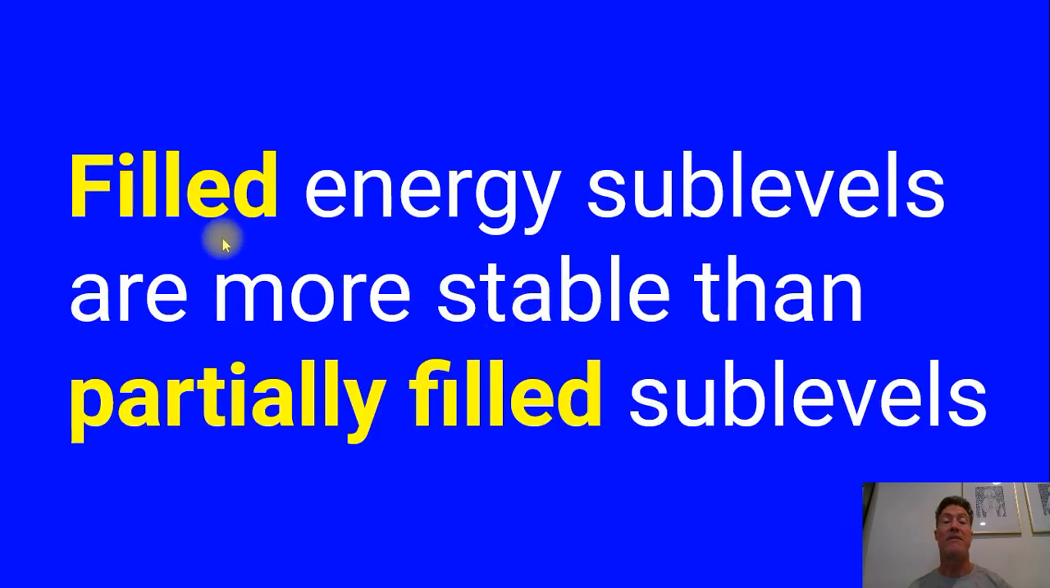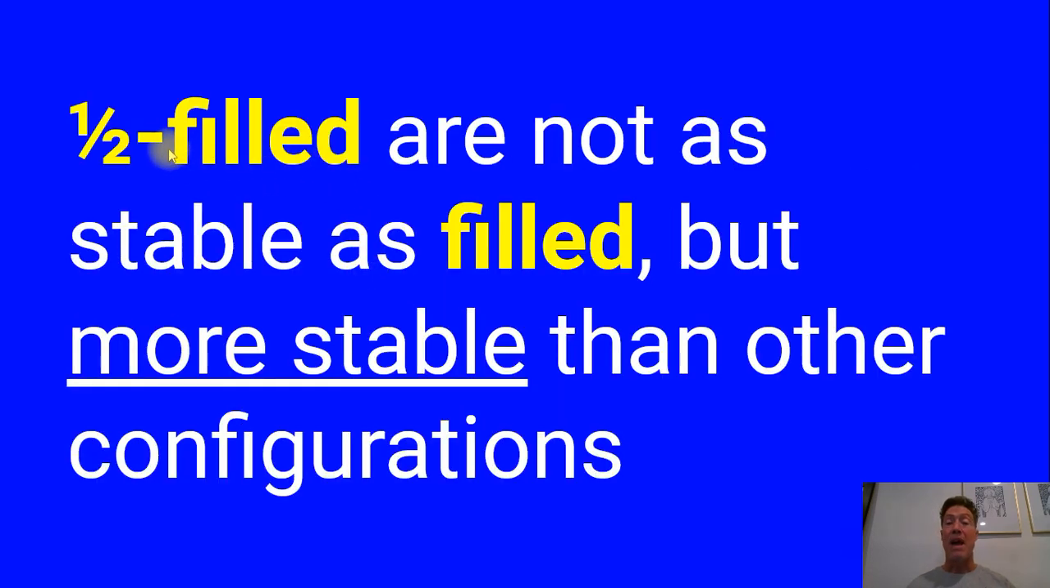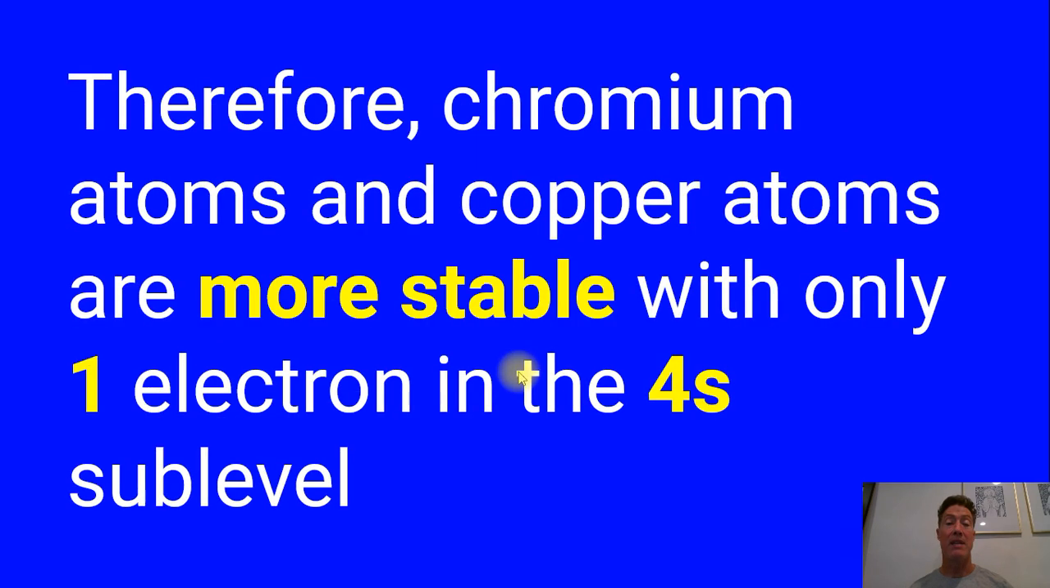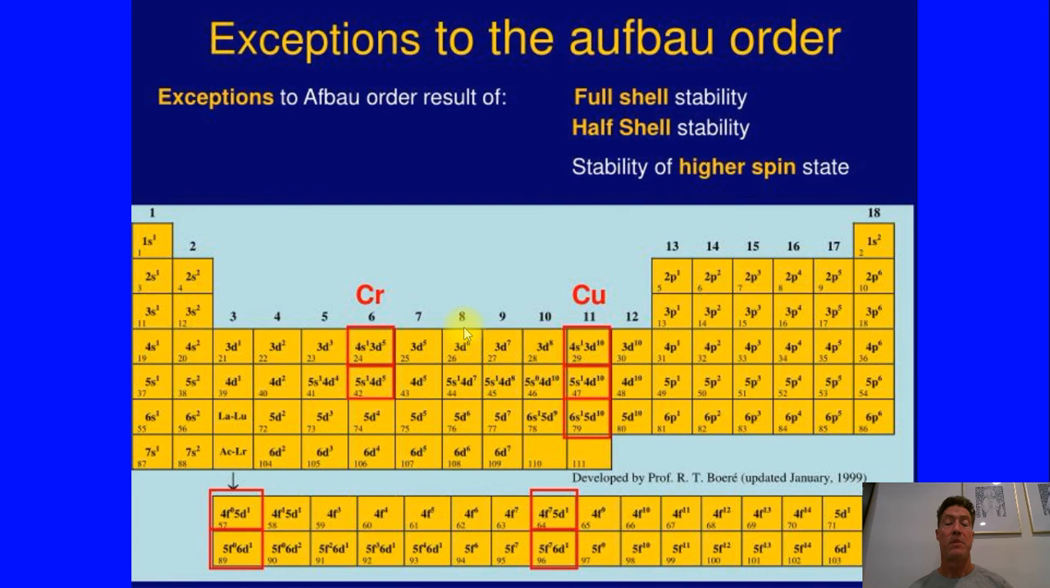So the point here is that filled energy sublevels, at least when it comes to d's, are more stable than partially filled sublevels. So that's generally true. Now the half-filled are not as stable as filled, but they're more stable than other configurations. And so that's why in this case, the chromium atoms and the copper atoms are more stable with only 1 electron in the 4s sublevel, so that they can have a half-filled d subshell or a fully filled 3d subshell. So just remember, there are exceptions. Chromium and copper are the first 2.